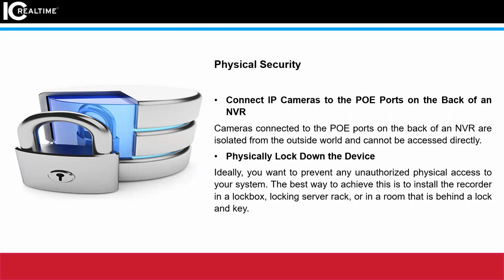Now, also, very simply, physically lock down the device. There's a few ways that you can physically lock down a recorder from physical access. Of course, a lockbox, which you can get here at icrealtime.com for any of our recorders. Also in a locking server rack as well, or in a room that is behind lock and key. Now, all of these generally are going to be utilized on a commercial install with a network administrator.